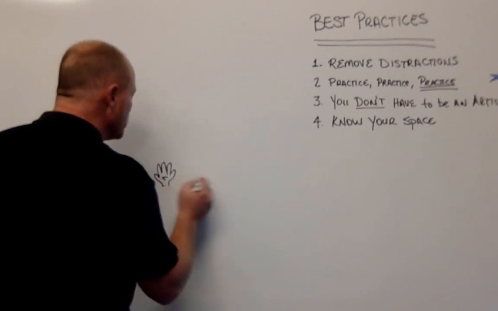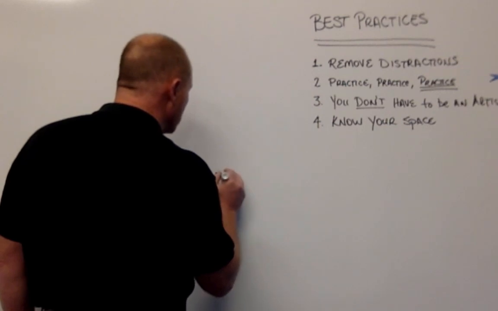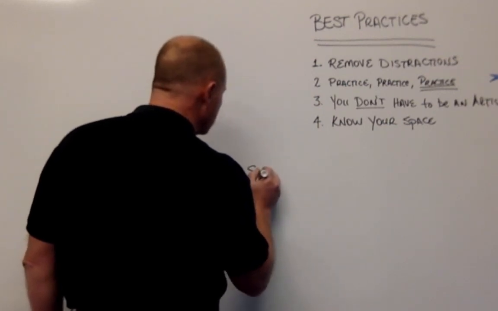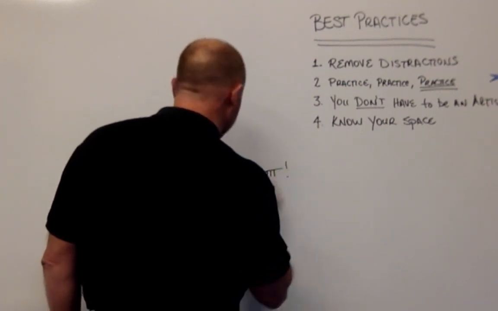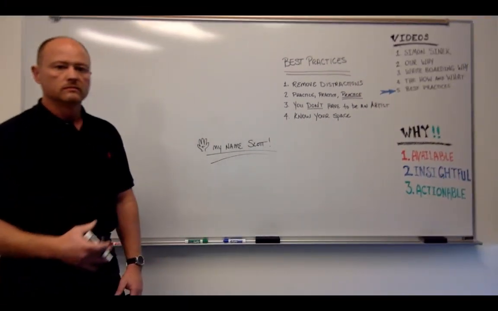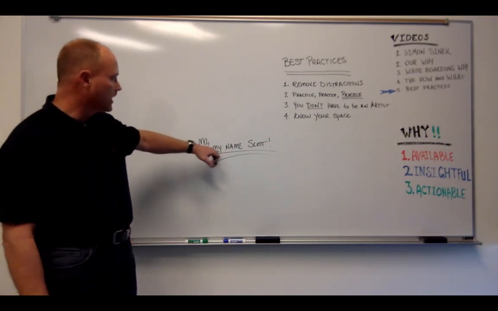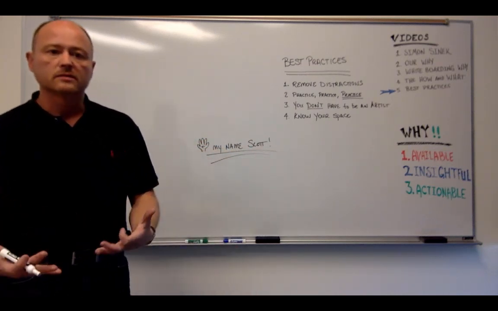So what I'm going to do is just write up here on the board what most of the people that I know call me. This is how they refer to me. This is how they get my attention. This is how they ask me to pay attention to them. Right? So I gave you a little finger or a little hand. I gave you my name is Scott, and I gave it some underlines.